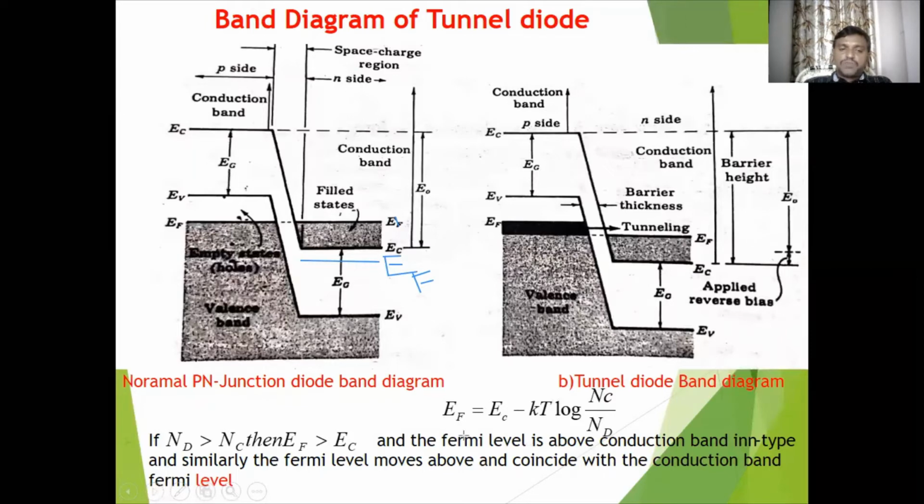And another thing is we have EF is equal to EC, not EC here, because it is the valence band. The Fermi level is present in the valence band. So EF is equal to what is the formula?